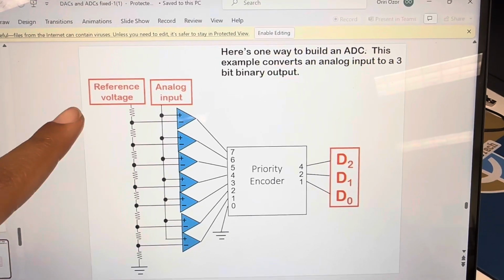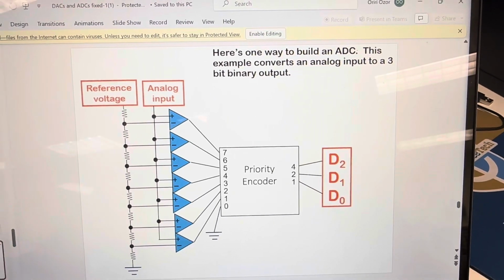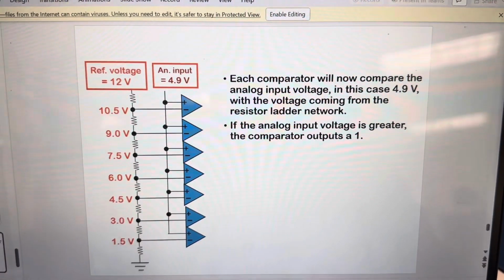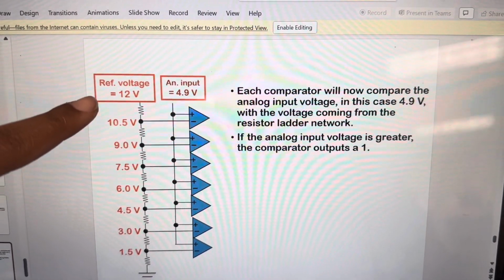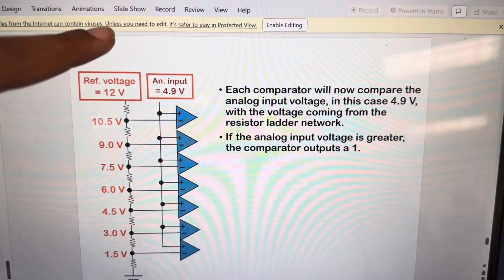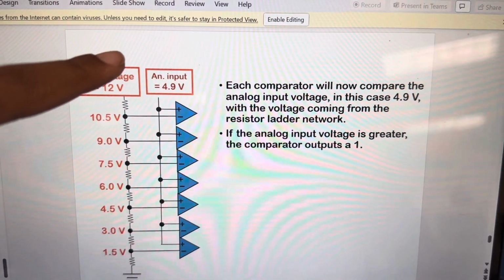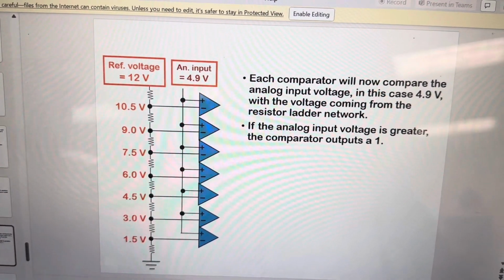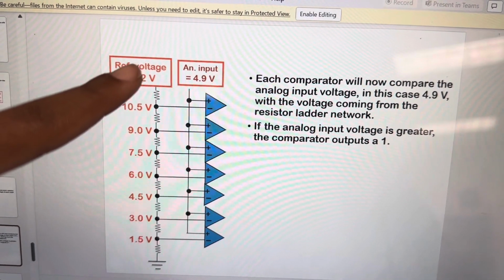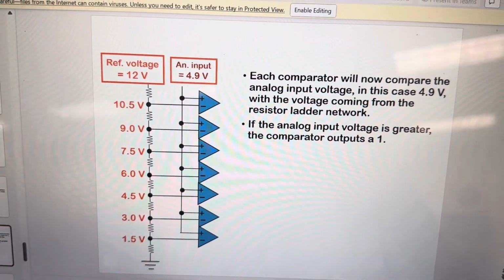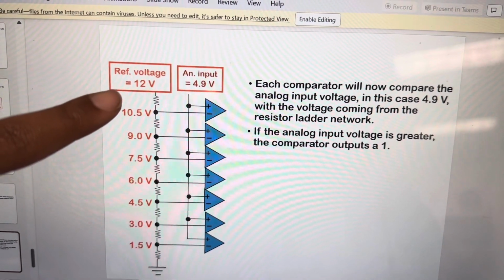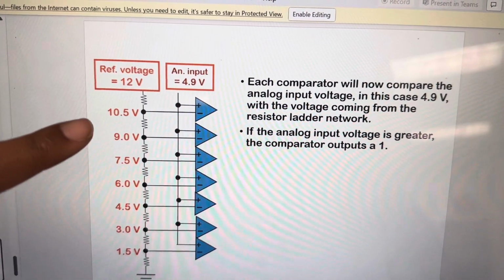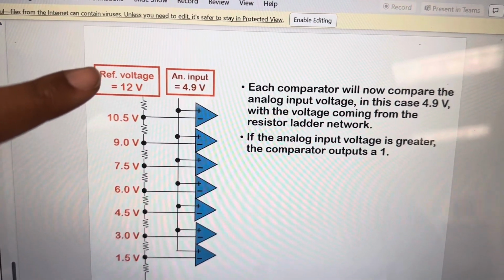We have the reference voltage, the analog input, the encoder, and the outputs. In this example, our reference voltage is 12 volts, and our input is 4.9 volts. We have 8 resistors, meaning that across 8 resistors, 12 volts is divided. Here each step is equal to 1.5 volts. So going from the bottom up, we add 1.5, and it will add to a total of 12 volts.